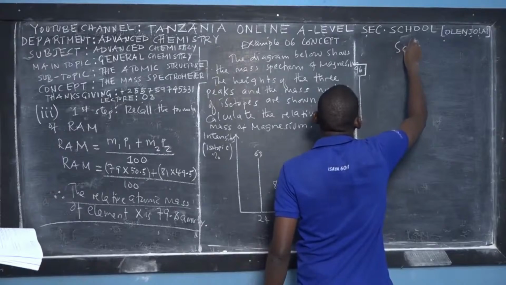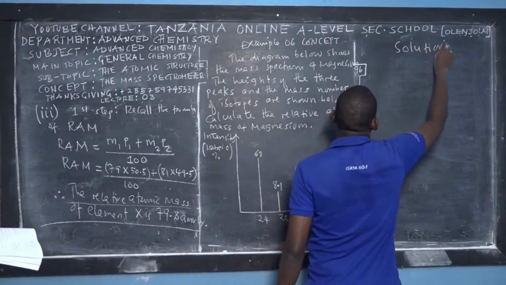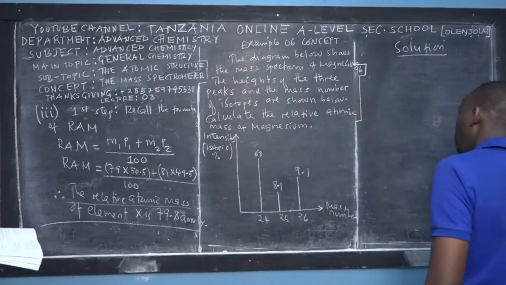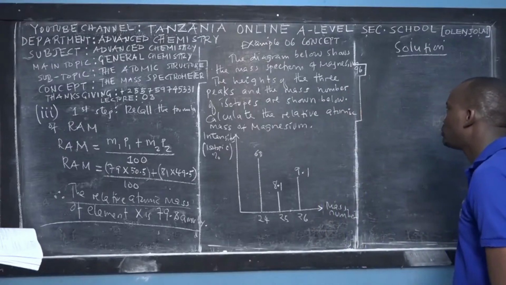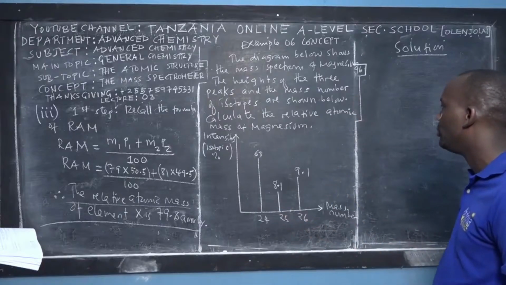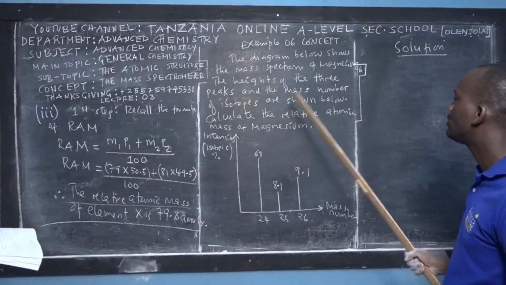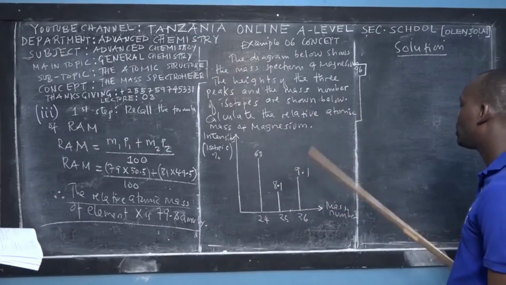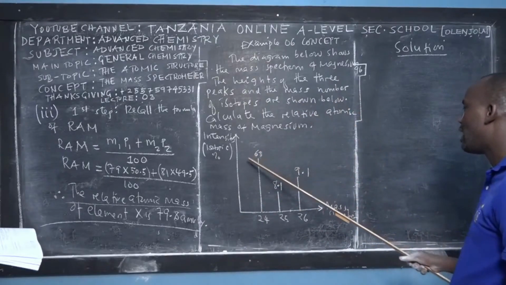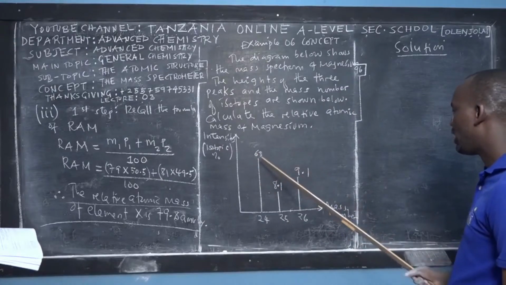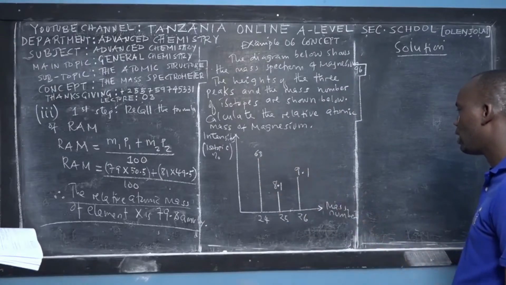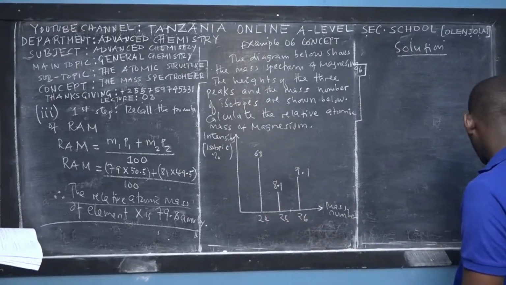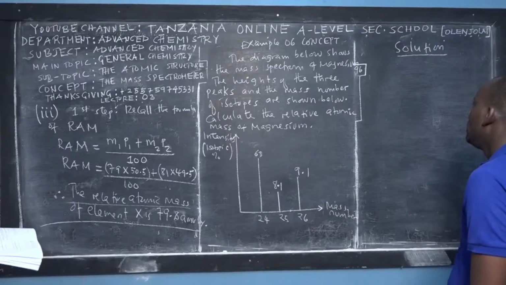Solution. So let us read the question. The diagram below shows the mass spectrum of magnesium, so it is a known element. The heights of the three peaks and the mass numbers of isotopes are shown. Calculate the relative atomic mass of magnesium. So these are the abundances, and if you add these abundances, the sum is not 100. So these are the intensities, and this is the isotopic mass. So you have to get prepared.